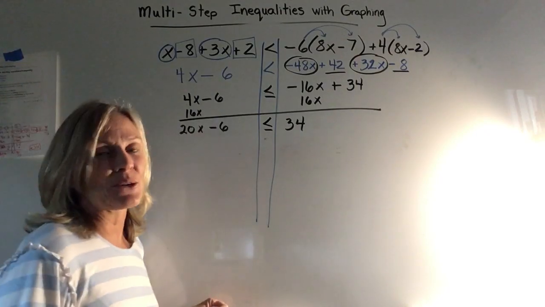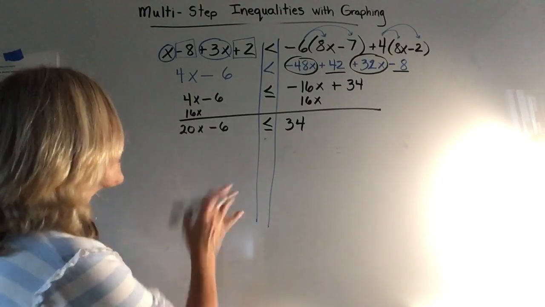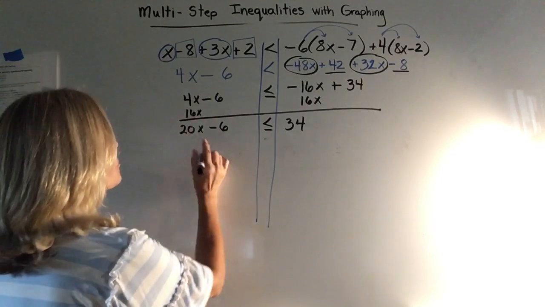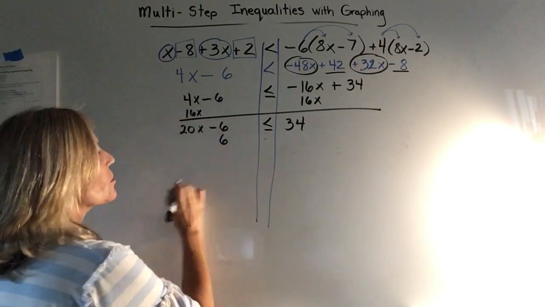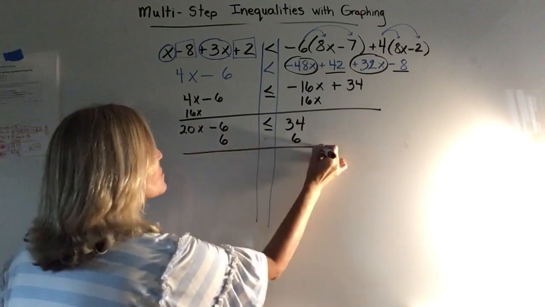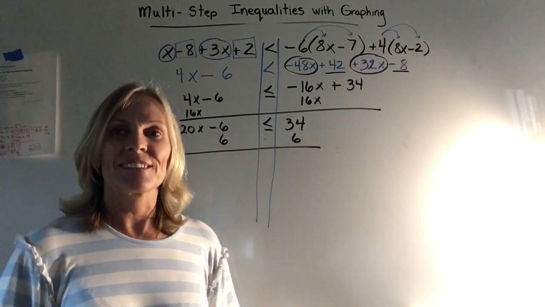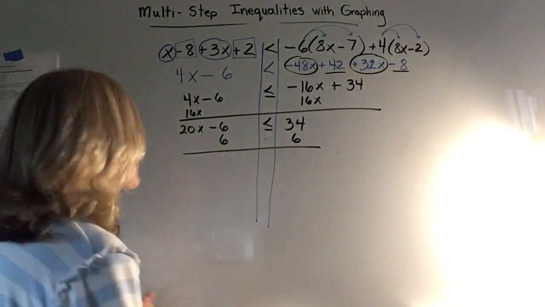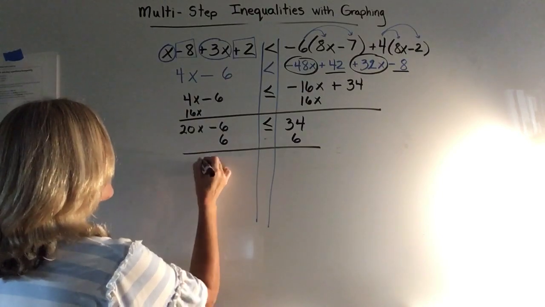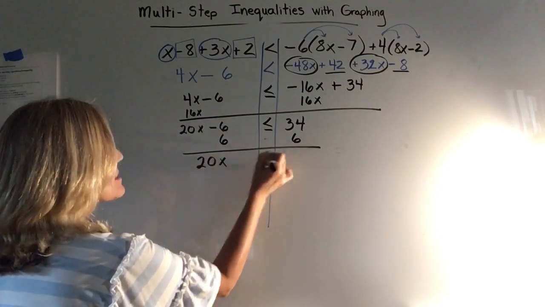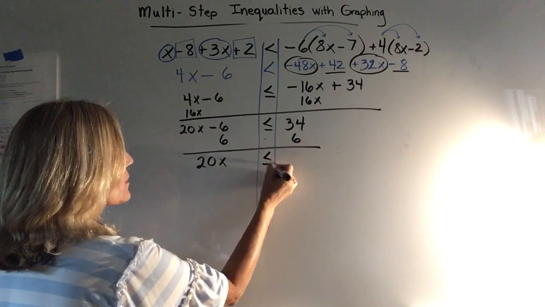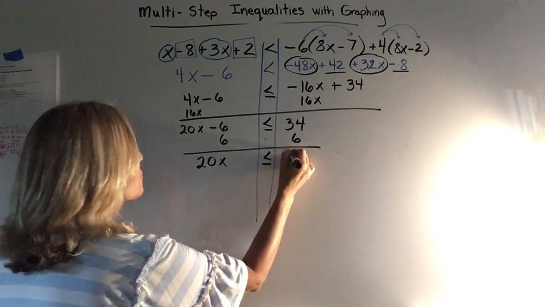Now we're down to the good old two-step equation. So at this point you're saying, wow, it got easier quick, didn't it? So adding 6 to both sides, what property is that, everyone? The addition property of equality. So we have 20x is less than or equal to 40.